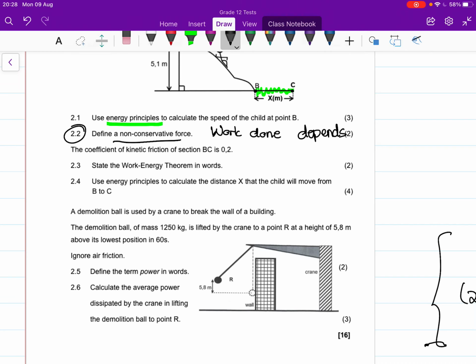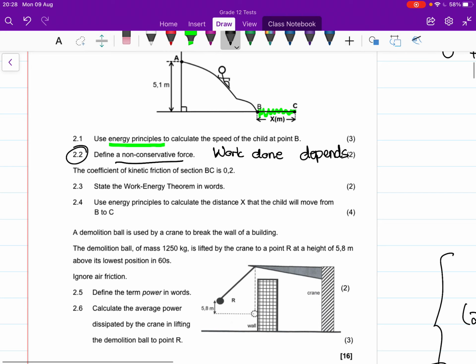Then they tell you the coefficient of friction between B and C. So mu K is 0,2. And first thing they say, state the work energy theorem in words. Well, that says to us that the net or total work done on an object is equal to the change in the object's kinetic energy. Once again, this was all or nothing, and it's net work done on an object, not by an object.